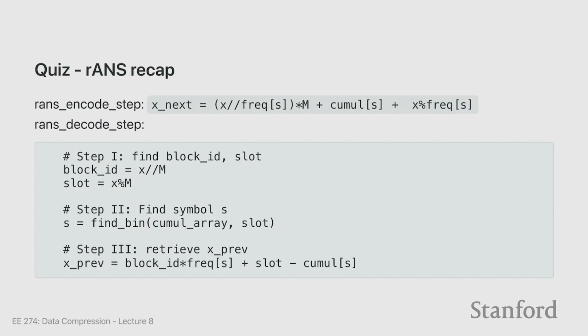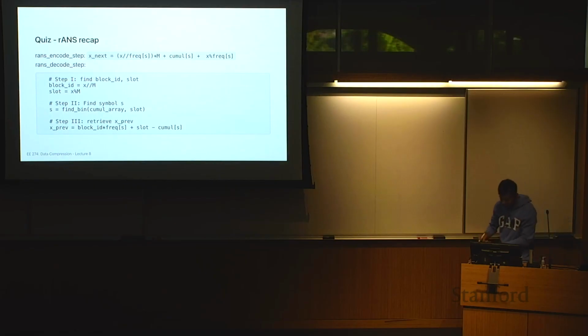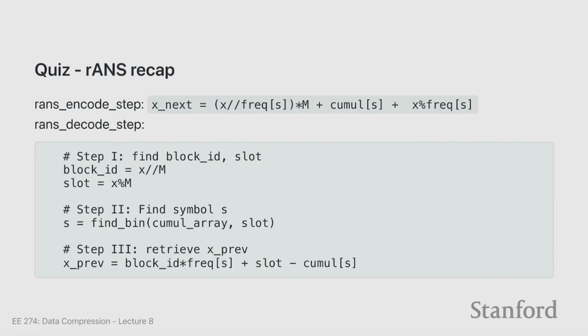Okay, moving on to the quiz, which hopefully we can do very quickly because I wrote down the answers. So the first two questions were about RNS encoding and decoding. You just needed to follow the formulas as you saw in class, right? So we have some encoding step, we have some decoding step, right?